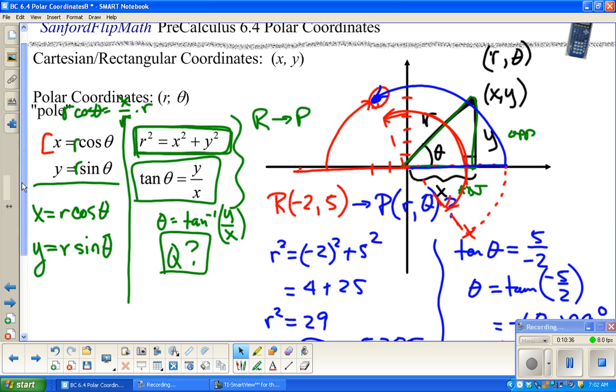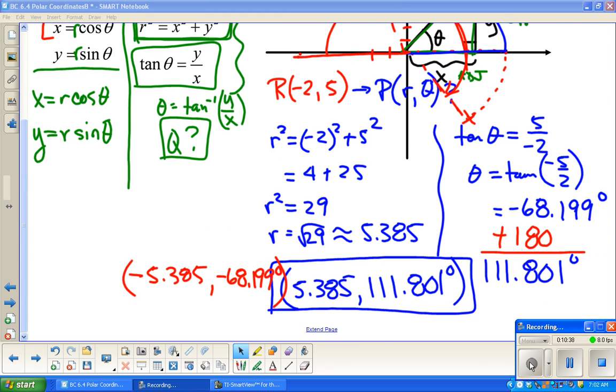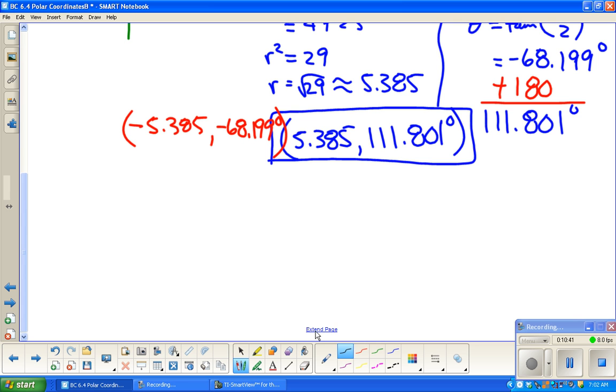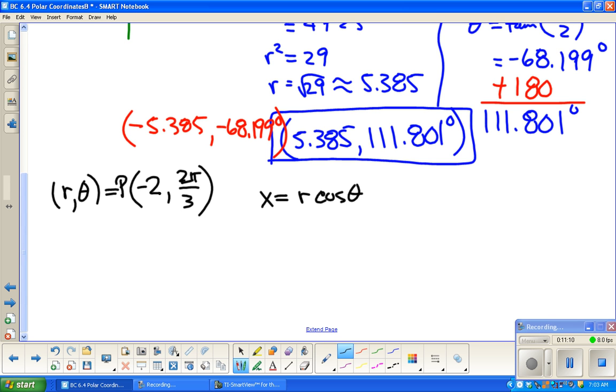Okay, well, let's do one that goes the other way. Let's do an r theta equals, so we'll call this P for polar, let's say negative 2, and let's do 2 pi over 3, I guess. This is a little bit more straightforward, a little less thinking because it's pretty automatic. So x is r cosine theta, y is r sine theta, and really you just plug and chug on this.